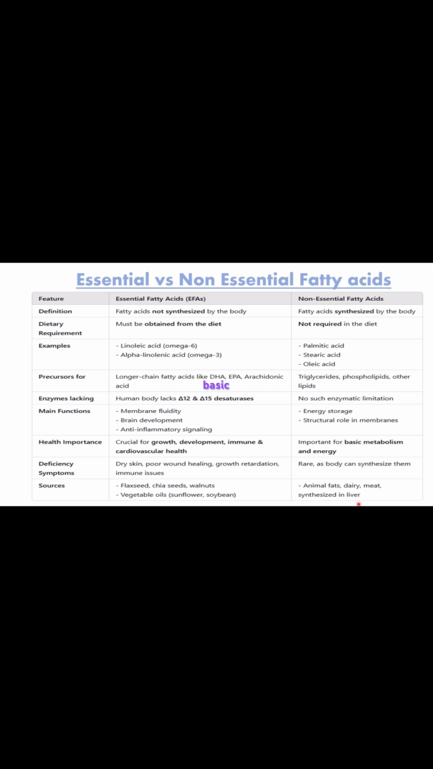So friends, this is the basic difference between essential and non-essential fatty acids.